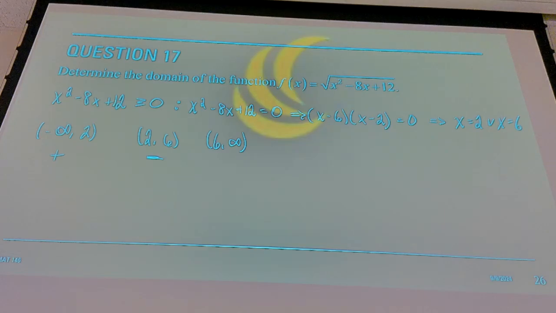Are you choosing a number based on the interval? A number in the interval, yes. It doesn't have to be the number I chose, just any number in that interval works. You just plug it in. Okay. Thanks.